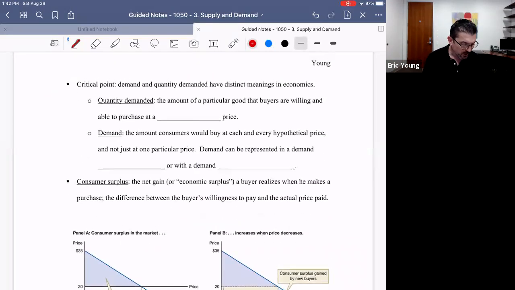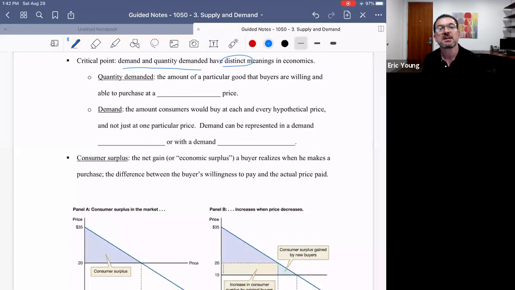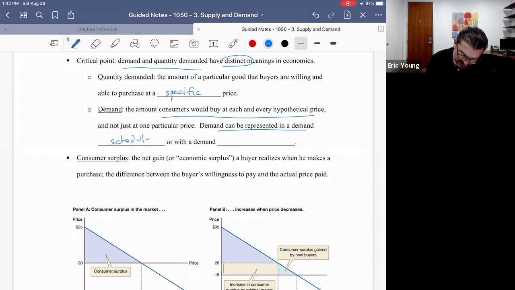So I said it before, I'm going to go into it one more time. It's critical that you understand that quantity and quantity demanded are different. They have distinct meanings. Again, quantity demanded is the amount of a particular good or service that buyers are willing and able to buy, and here's the key, at one specific price. Demand is what consumers will buy at each and every price. So it takes the entire set of data points from QD and puts them together. As we learned, demand can be represented with a demand schedule or with a demand curve.